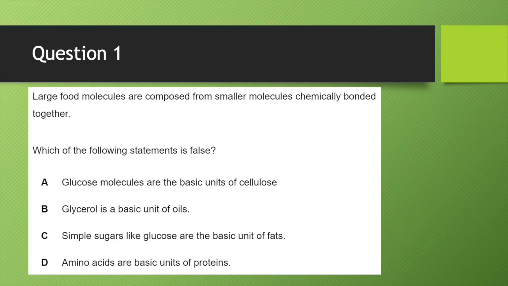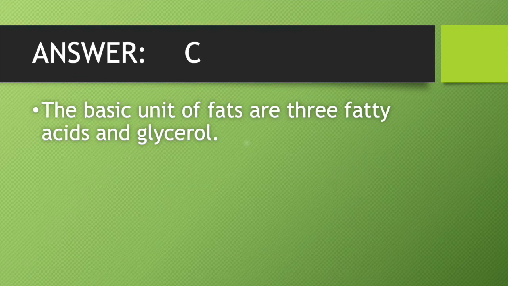Question 1. Large food molecules are composed from smaller molecules chemically bonded together. Which of the following statements is false? A. Glucose molecules are the basic units of cellulose. B. Glycerol is the basic unit of oils. C. Simple sugars like glucose are the basic unit of fats. And D. Amino acids are the basic units of proteins. The correct answer is C. The basic units of fats are 3 fatty acids and glycerol.